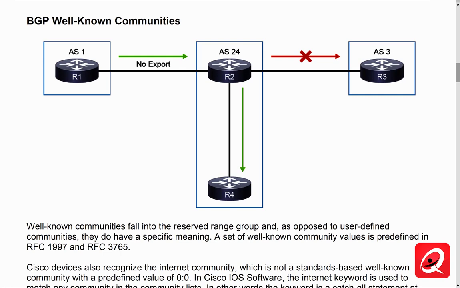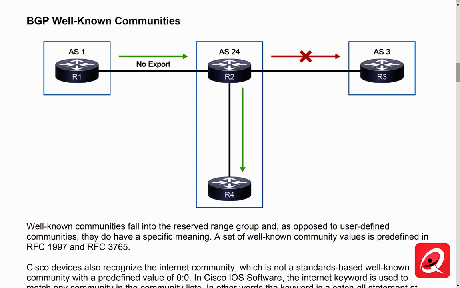So, again, the well-known communities that we talk about, like no export, fall inside of a reserved range. They have specific meaning. They were defined in RFC 1997 and RFC 3765. We've kind of already talked about this, right? The diagram here is talking about applying a no export community, and then R2 in AS24 is making a decision based on that no export value.